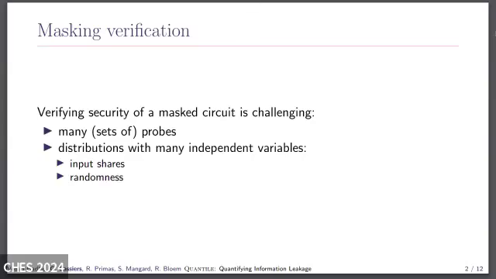So this is a challenging problem because you have many points in the leakage trace or in the circuit that computes the value, so many sets of probes. And every single probe actually depends on all of your inputs and all of the randomness that comes in. So it can be a distribution that depends on many independent variables and can be a very highly structured distribution. That's not necessarily an easy problem.